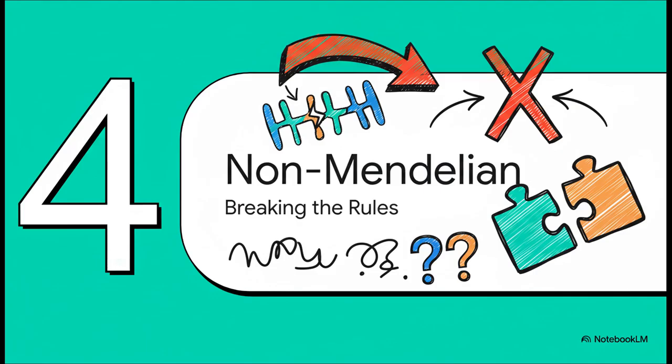Okay, so we've set up the rules: dominant, recessive, X-linked. But in biology there are always exceptions to the rules. So let's look at some really fascinating single-gene disorders that just don't play fair.